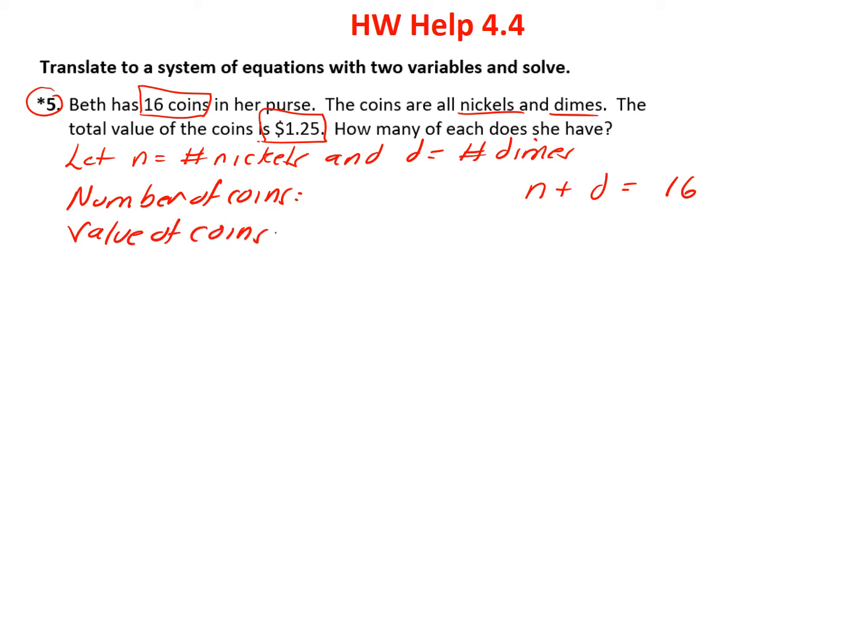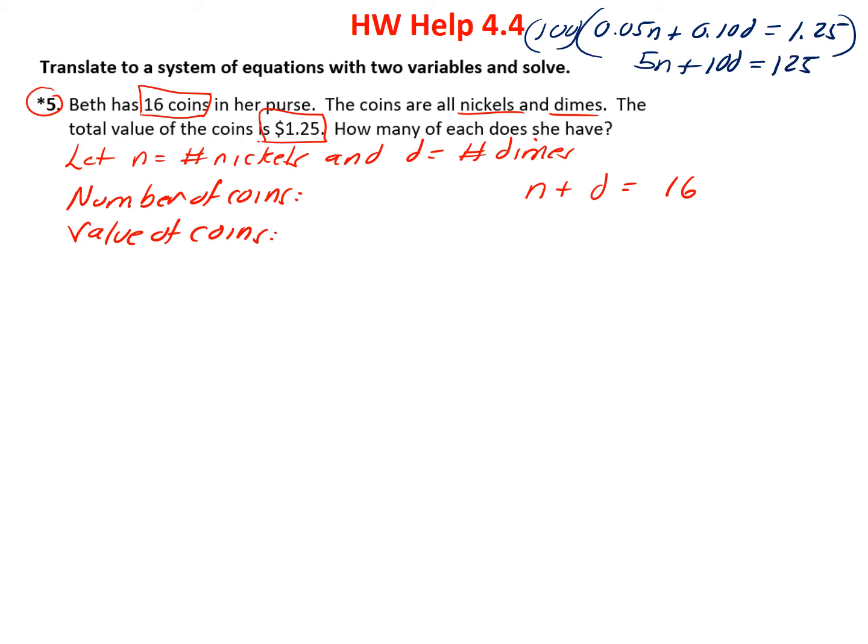I want to show you something that I typically do. We have the value of $1.25, and so you might be tempted to write, okay, every nickel is 0.05n, and every dime is 0.10d, and that adds up to 1.25. However, some of you don't like decimals, and so what you might do then is multiply the whole thing by 100, and then you would get 5n plus 10d equals 125.